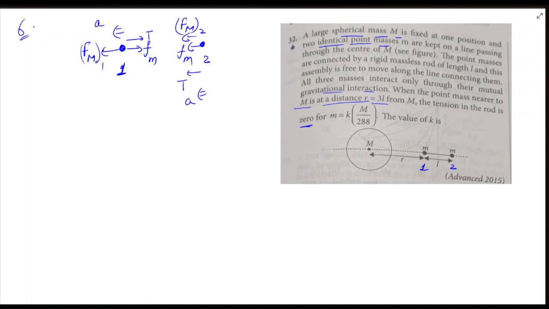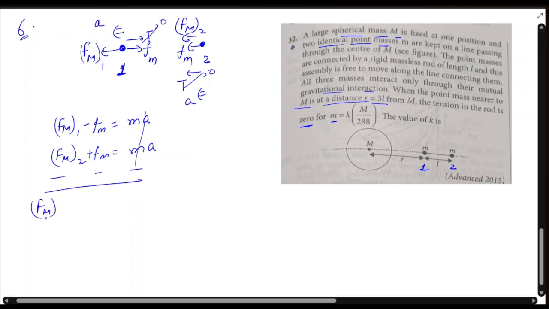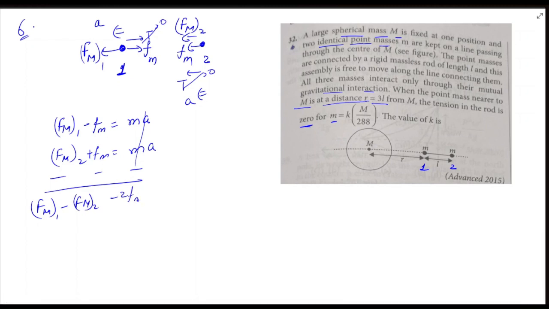Now the tension we have to put as 0, so we'll just write it as F_M1 minus F_m will be equal to m into A. So tension I'm just making it 0 here, and here we'll have F_M2 plus F_m will be equal to m into A, right? So we have to find M. So we must eliminate A. So let's just subtract it. So this will get cancelled. This will be F_M1 minus F_M2, and this will be minus 2F_m is equal to 0, right?